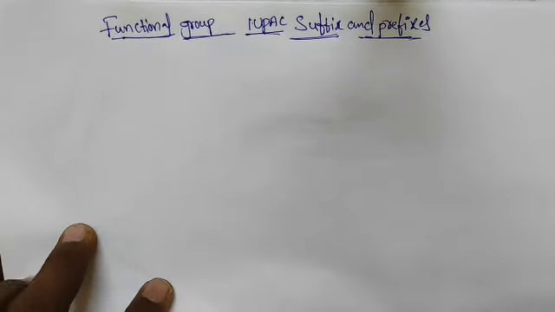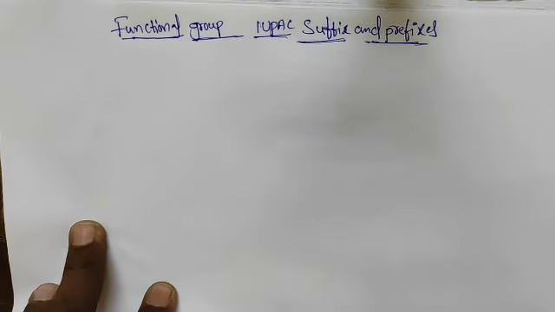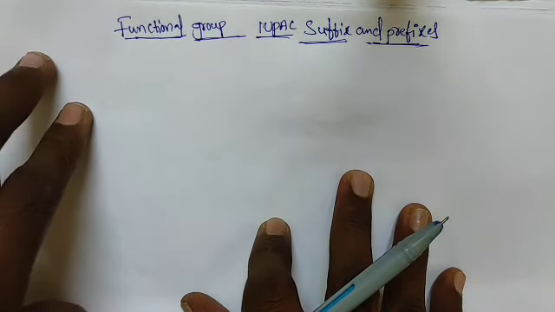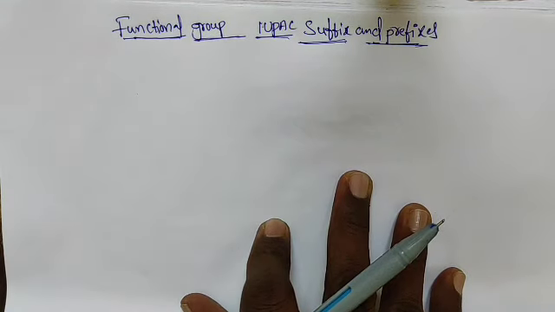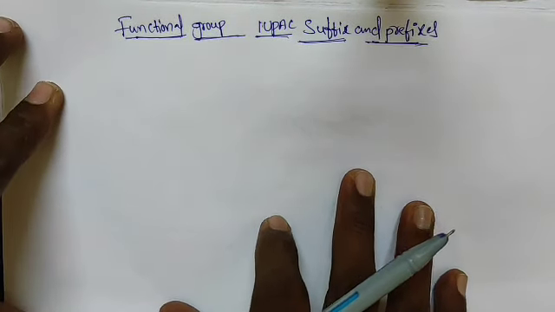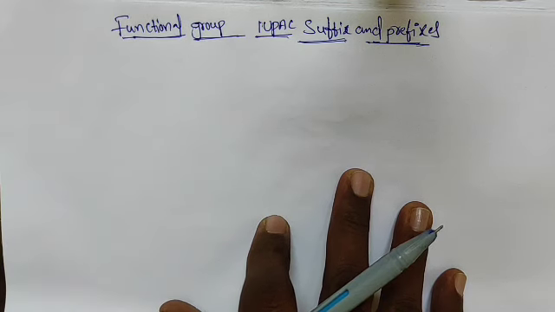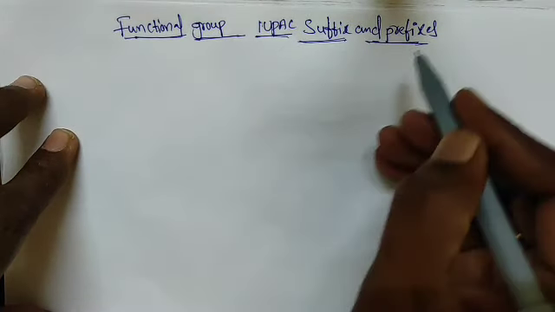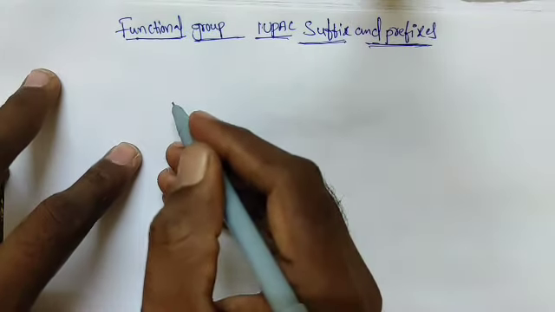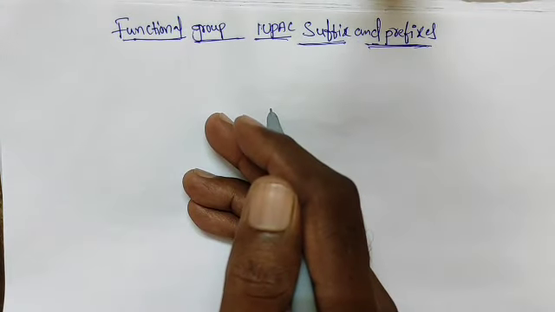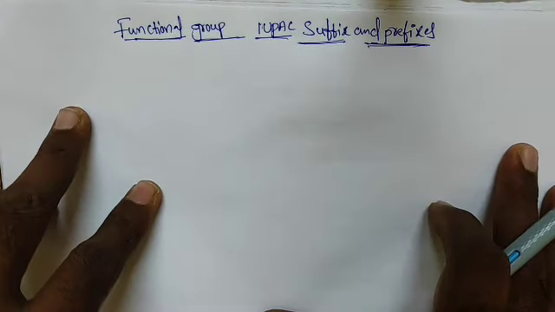Hi students, today we'll discuss functional groups, IUPAC suffixes and prefixes. When there are two functional groups in a compound, which one we take as prefix and which as suffix depends on the priority order. Based on the functional group, we will first learn what the suffix is and what the prefix is.